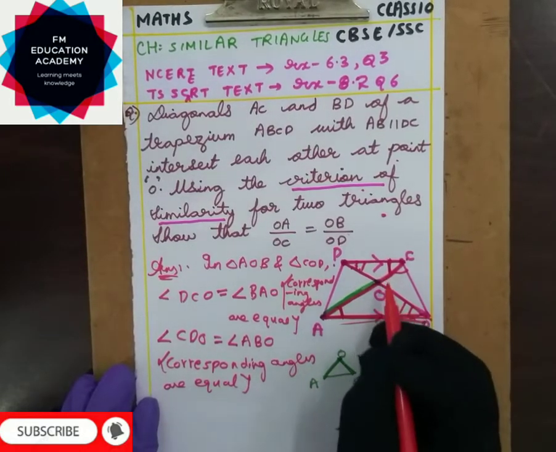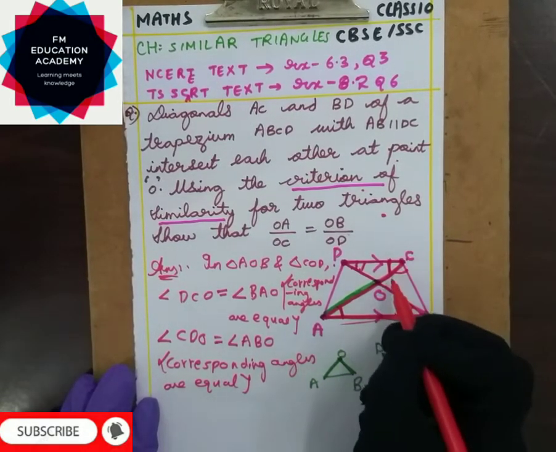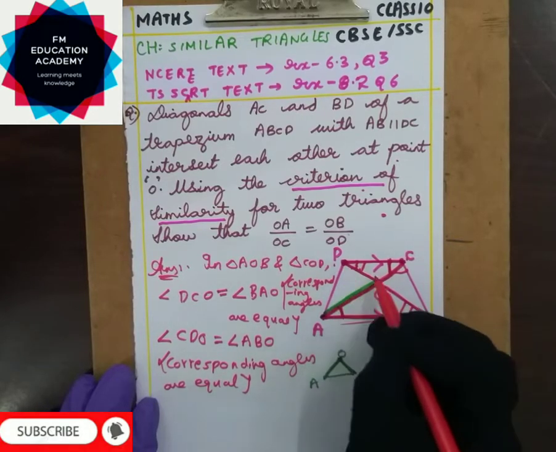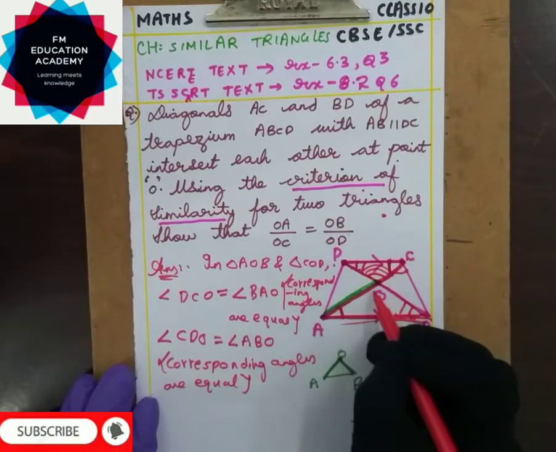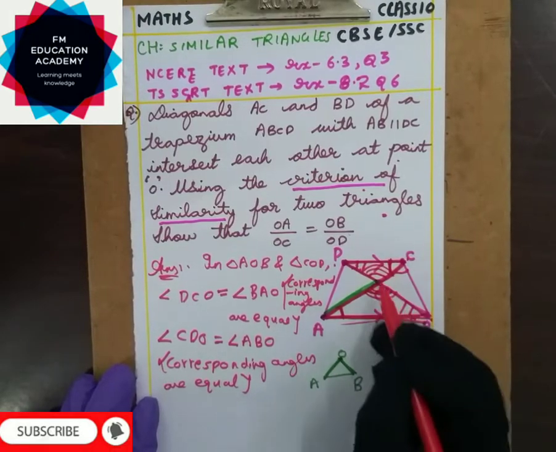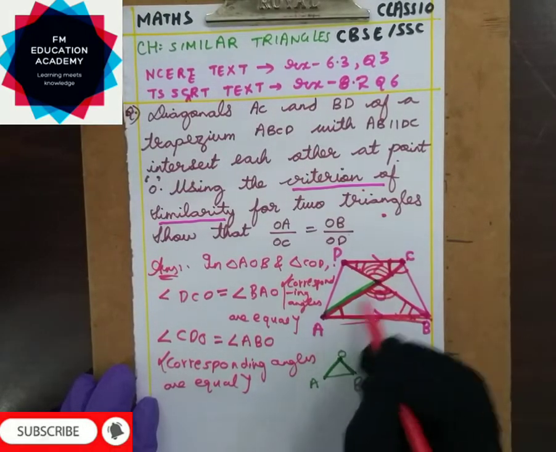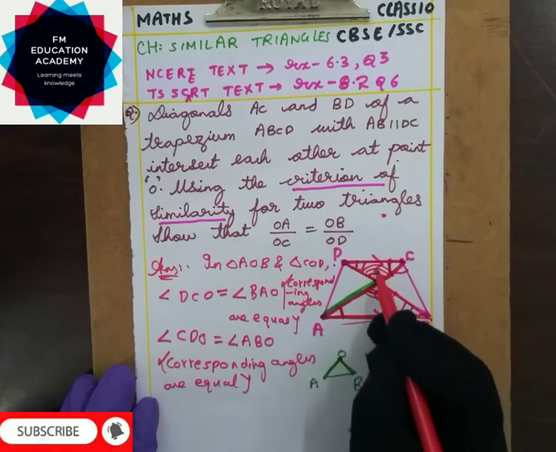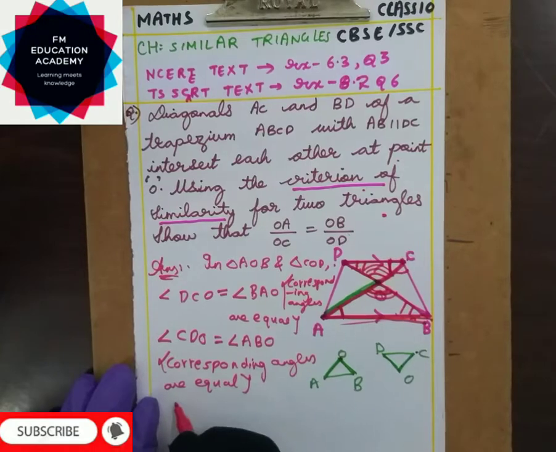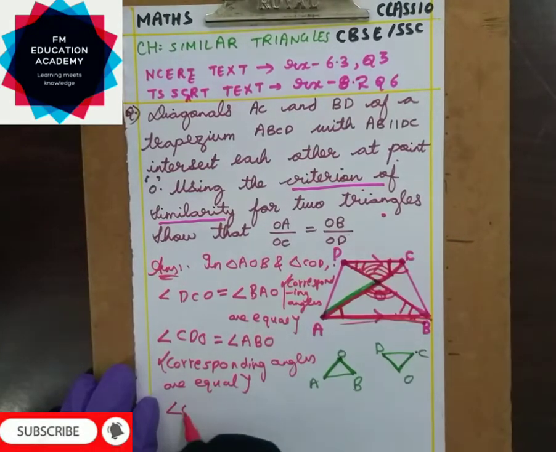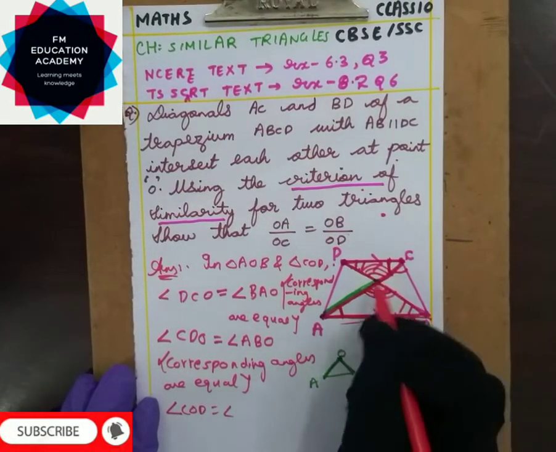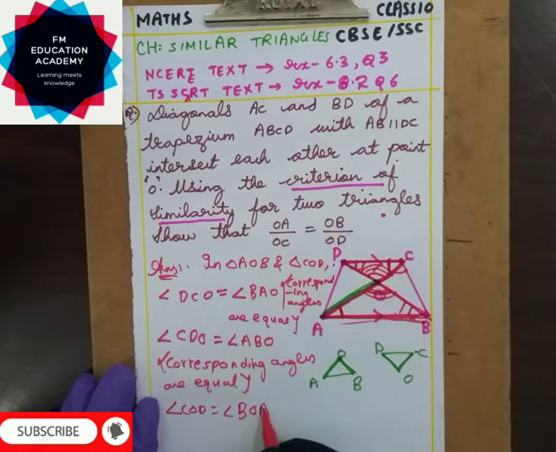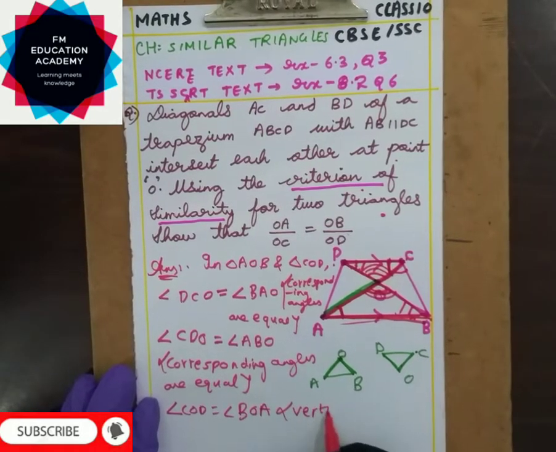And one more angle is equal in both the triangles. We can see here that angle COD and angle BOA are vertically opposite angles. So vertically opposite angles are equal, so we can say these both are also equal. There, angle COD is equal to angle BOA. Why? Because they are vertically opposite angles.